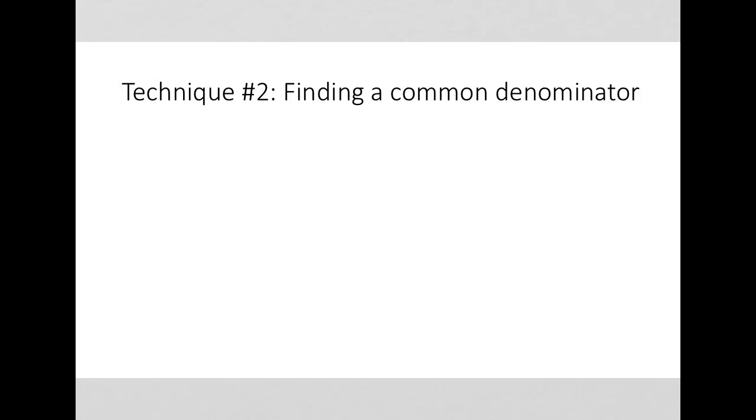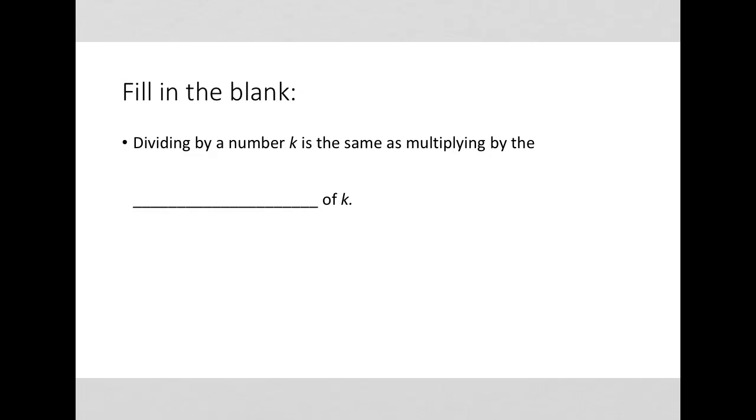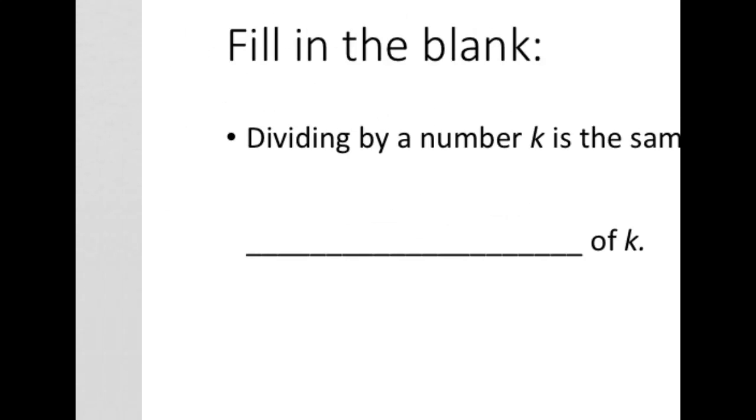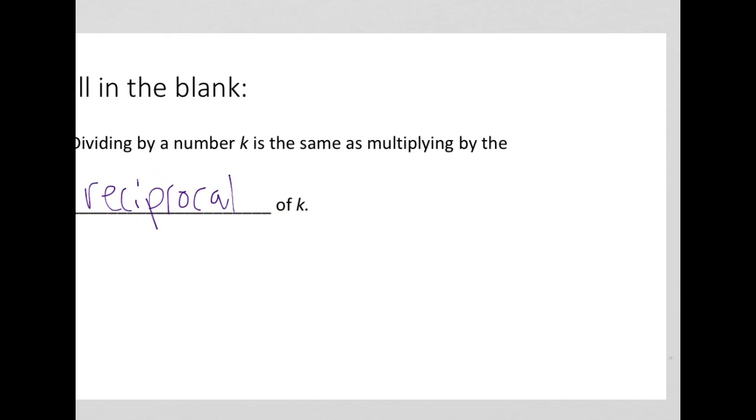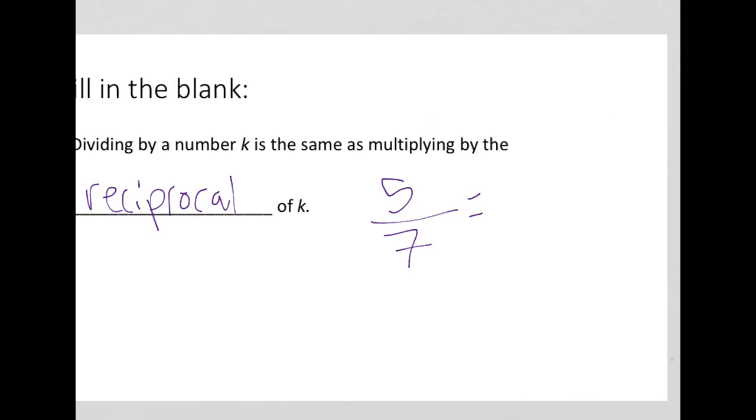That is the idea of our second technique, finding a common denominator. We will see why that is useful in a moment. But before we do, let's think about this. Dividing by number k is the same as multiplying by the reciprocal of k. Now what that means is if I have, say, 5 divided by 7, well, that is the same as 5 times 1/7. Dividing by a number is the same as multiplying by that number's reciprocal.